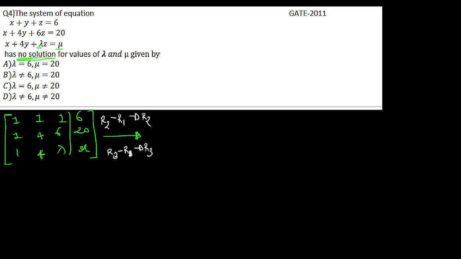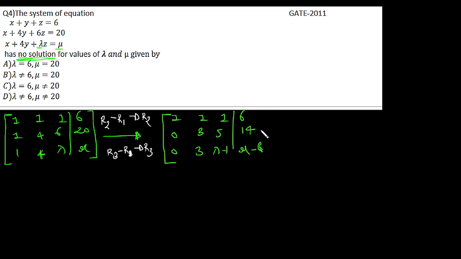So after that, what are we getting? Let's write the matrix again. 1 1 1, and the 6 remains as it is. Here we get 1 minus 1, 0. Here 4 minus 1, we are getting 3. Here 6 minus 1, 5. Here 20 minus 6, we are getting 14. Here 1 minus 1, again 0. Here 4 minus 1, again 3. Here lambda minus 1, and here mu minus 6.